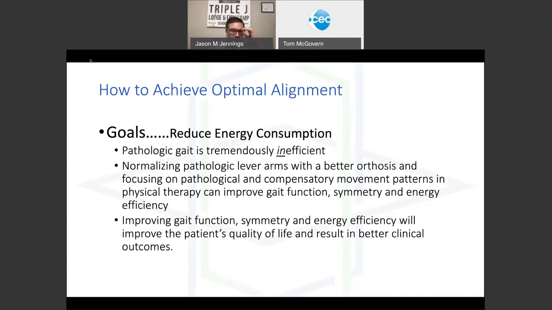And then when we talk about reducing energy consumption, we all know that pathologic gait is tremendously inefficient. Normalizing pathologic lever arms with a better orthosis and focusing on pathological and compensatory movement patterns in physical therapy can improve gait function, symmetry, and energy efficiency if you've designed the correct orthosis. Improving gait function, symmetry, and energy efficiency will improve the patient's quality of life and result in better clinical outcomes.